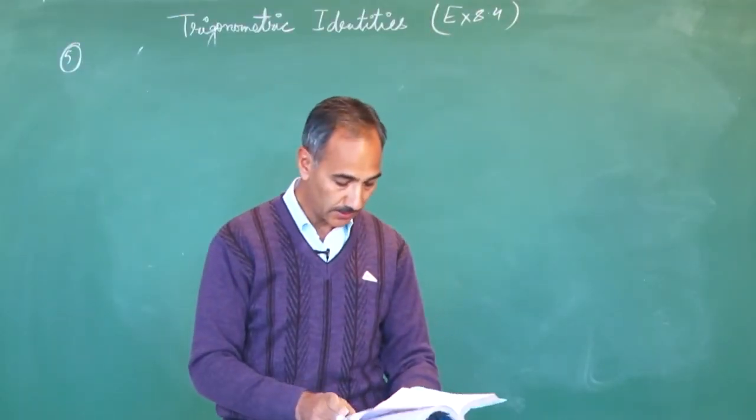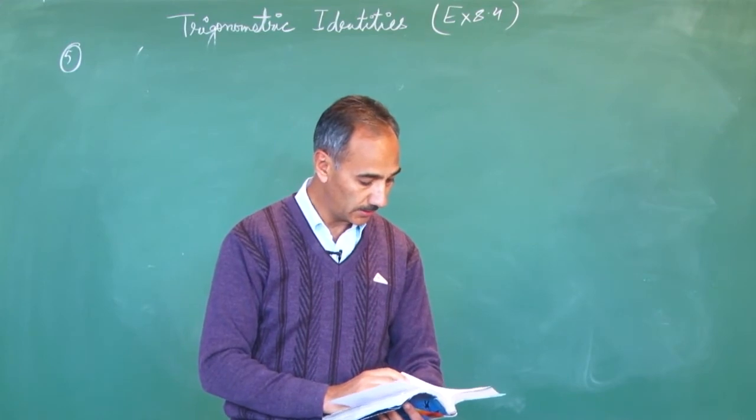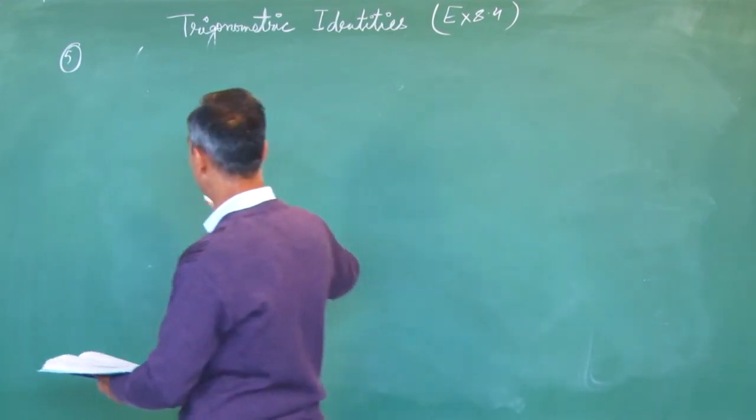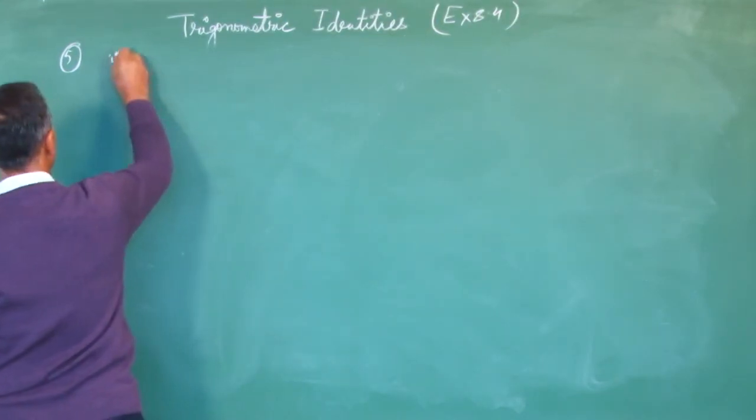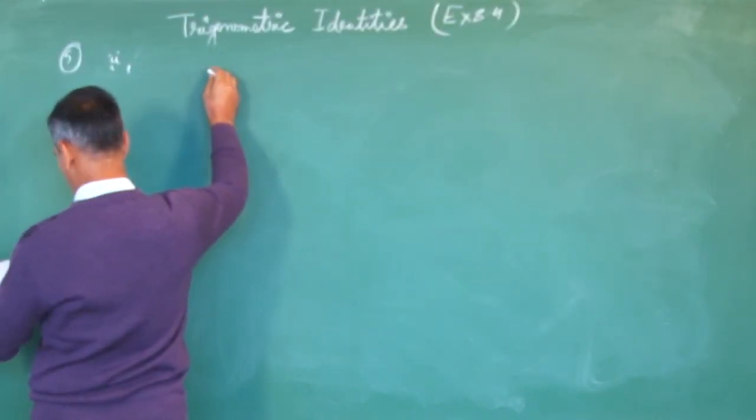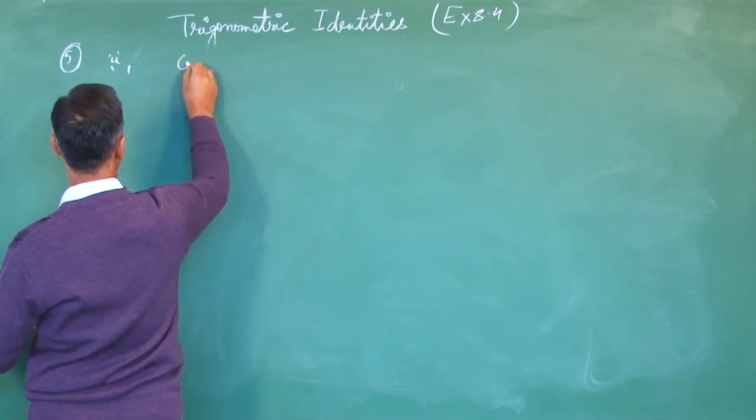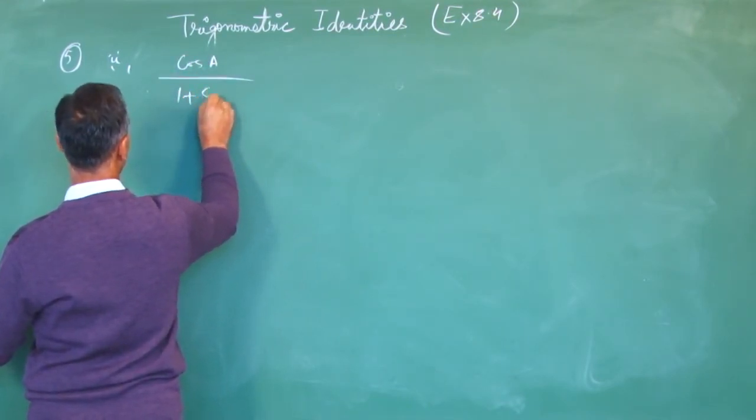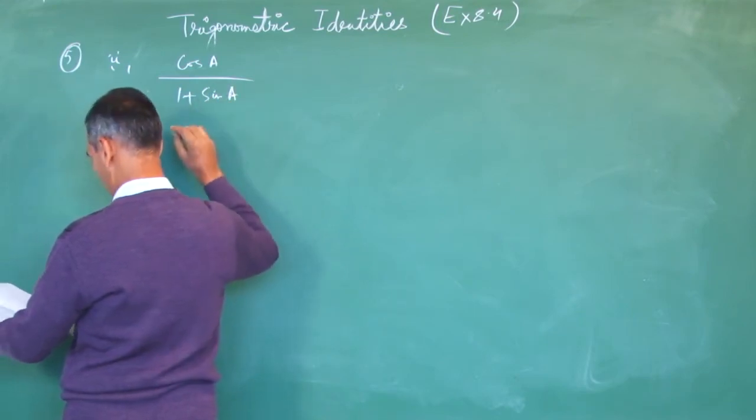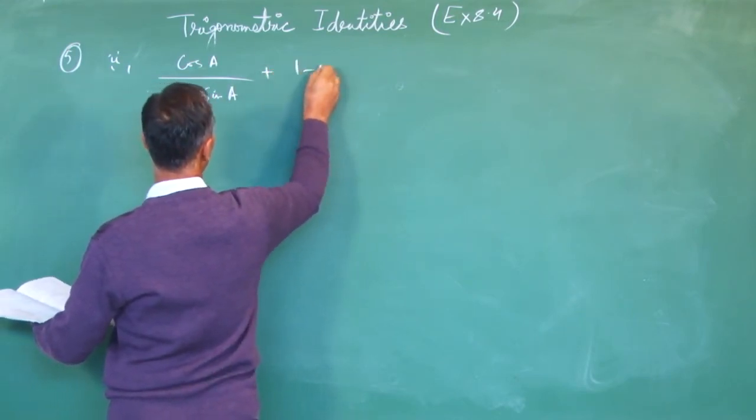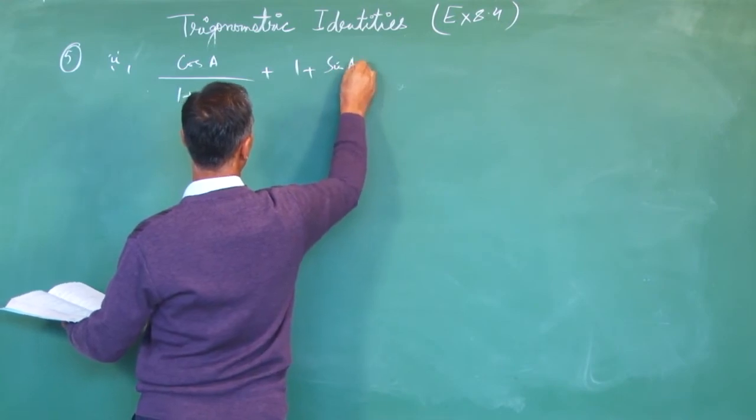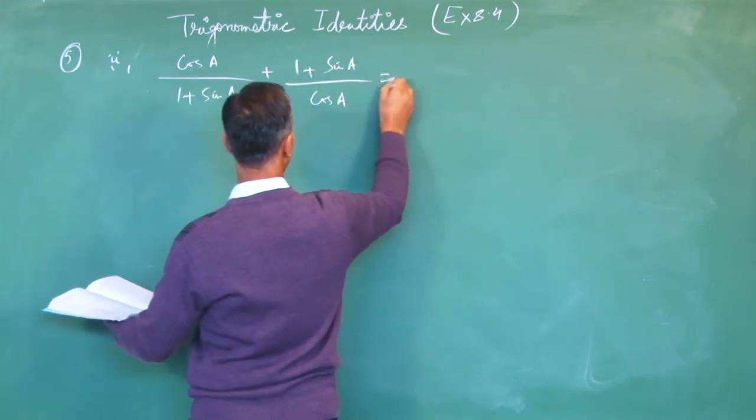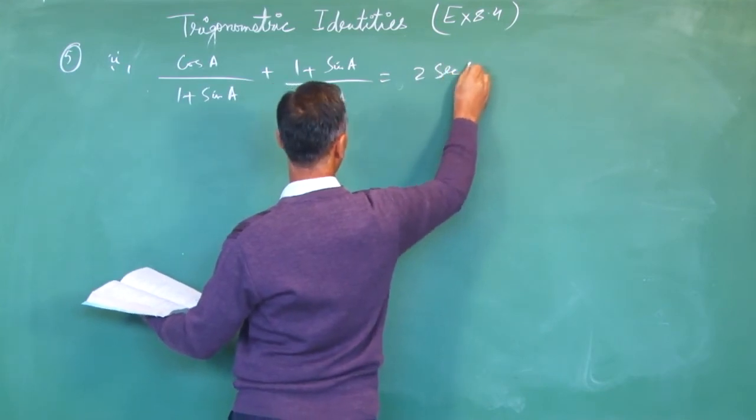Now second part, third part, okay, I think they are all important parts. Second part says, prove that cos of A upon 1 plus sin A plus 1 plus sin A upon cos of A is equal to twice secant A.